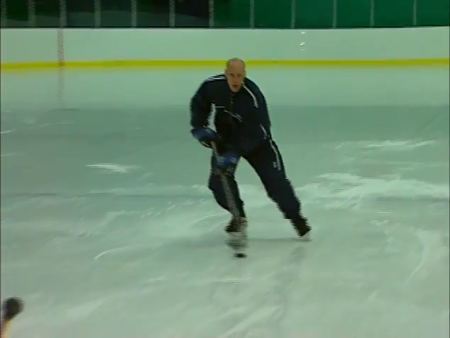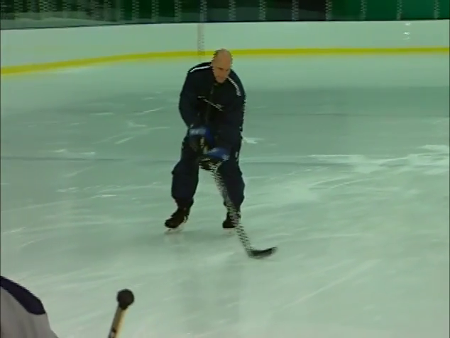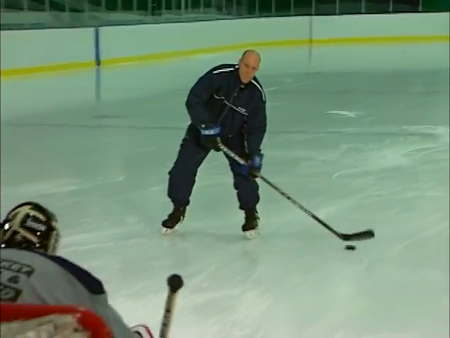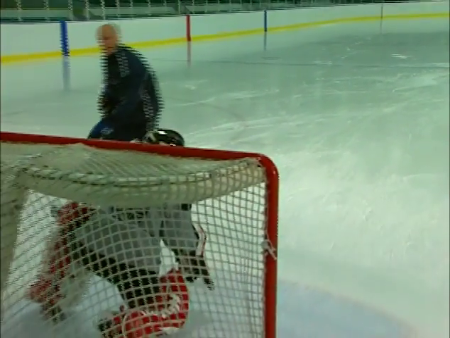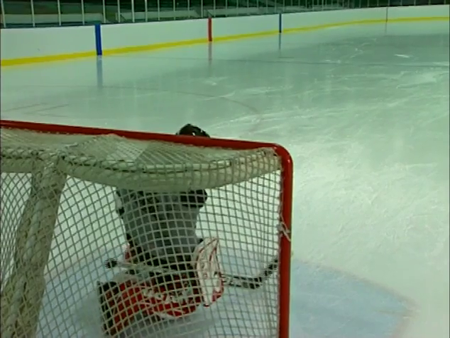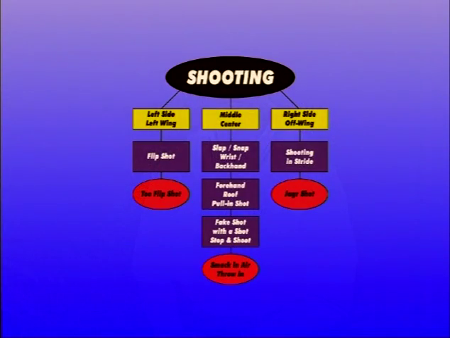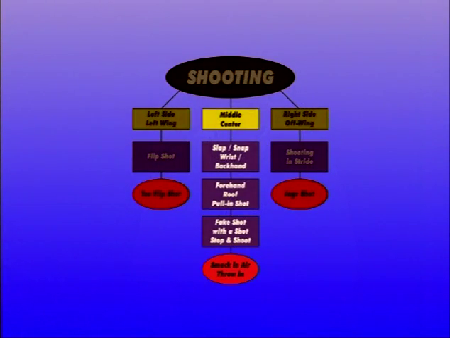Keep in mind that the goaltender is going to read that a player is going to shoot when they drop their head or look down at the puck and they slide their lower hand down on the stick. Finally, let's examine the specific shooting options on a breakaway or a penalty shot. First, we're going to take a look at attacking down the middle or from the front.